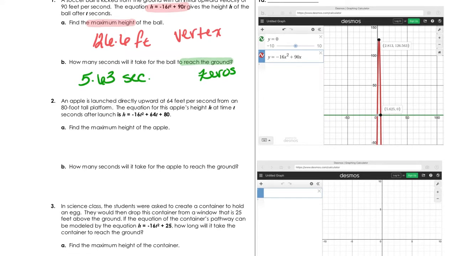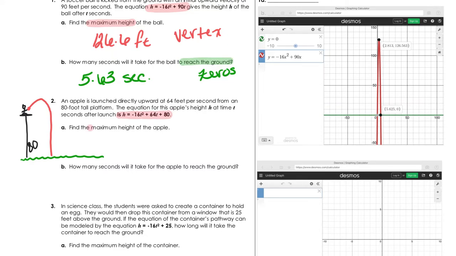So an apple is launched directly upwards at 64 feet per second from an 80-foot platform. So here's what that picture might look like. Somewhere 80 feet up in the trees, somebody is going ziplining. Let's just make up a story. They have an apple in their hand, and they say, hey, you can't have the apple. So they toss the apple up, and then it comes down, and it hits the ground of wherever they're ziplining, right? The equation for this apple's height is this whole mess.